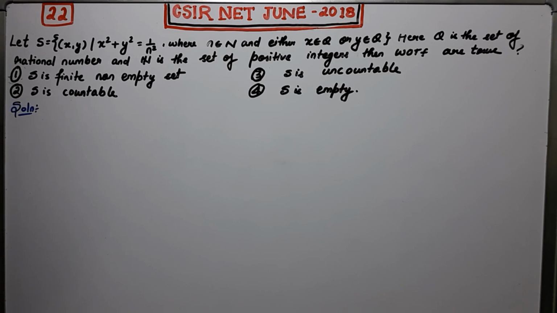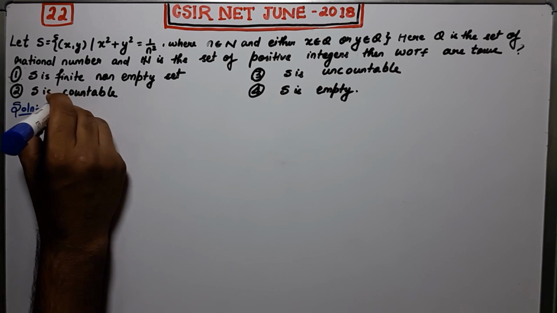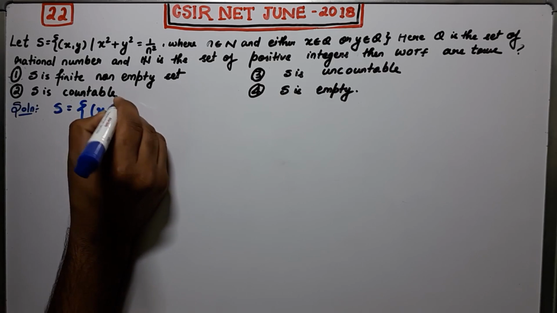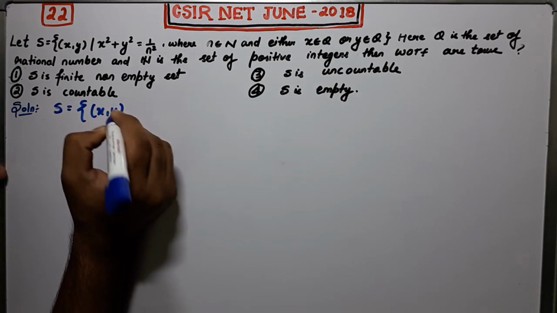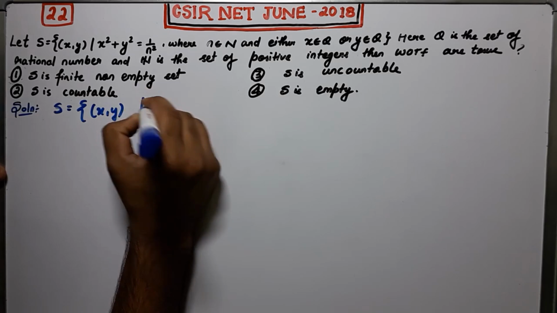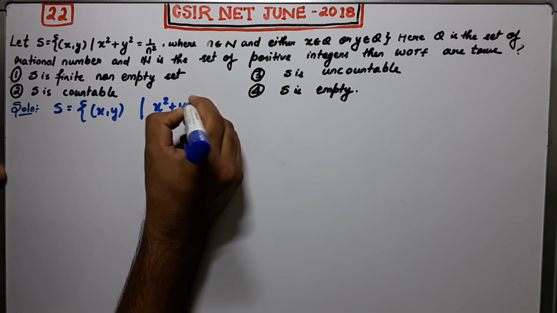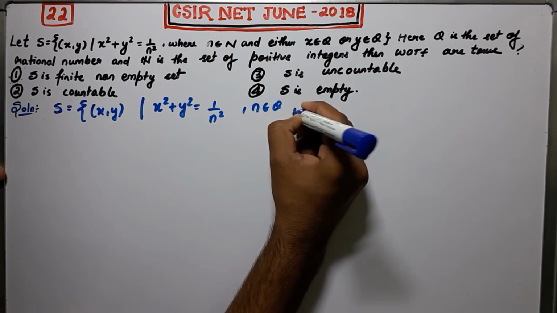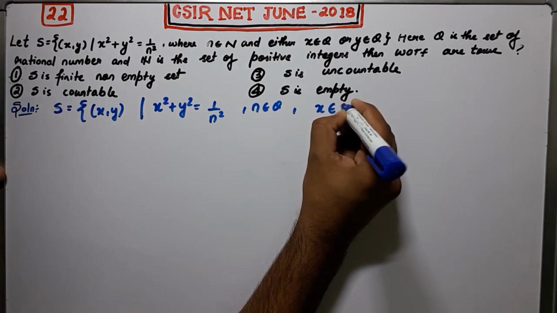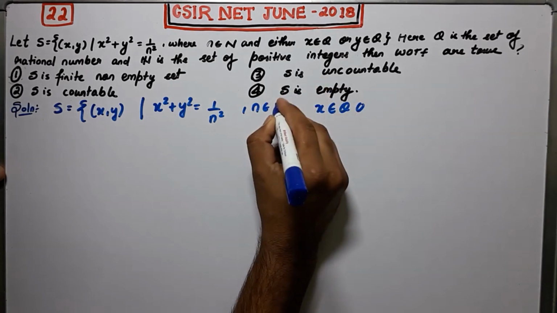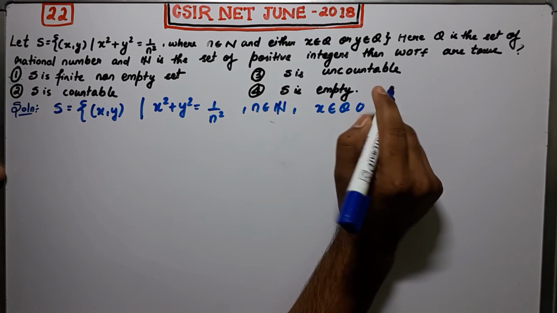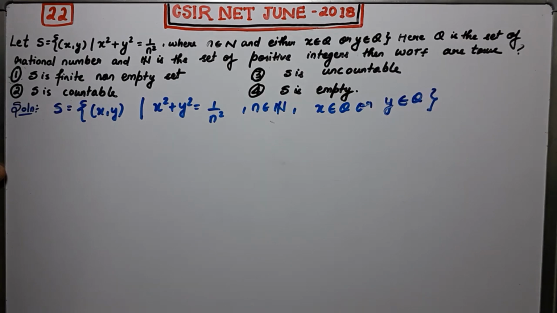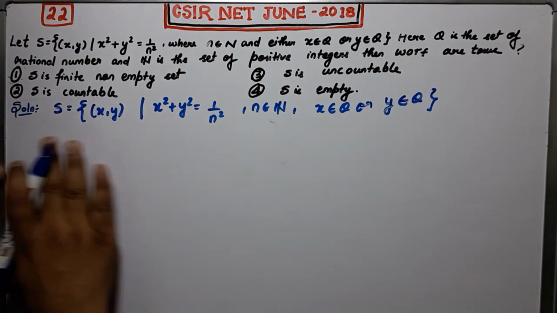Now let us firstly see what your set S actually is. Your set S contains all those tuples (x, y) such that x square plus y square is 1 over n square, where n belongs to natural numbers, and either x belongs to Q or y belongs to Q. So your set S is exactly like this.